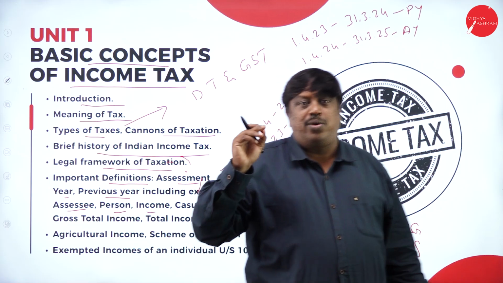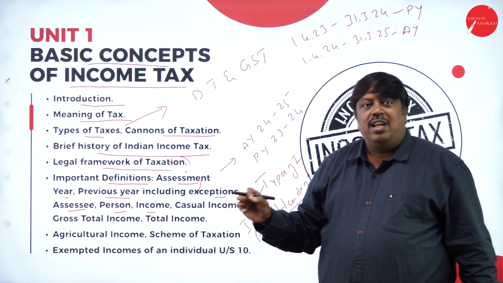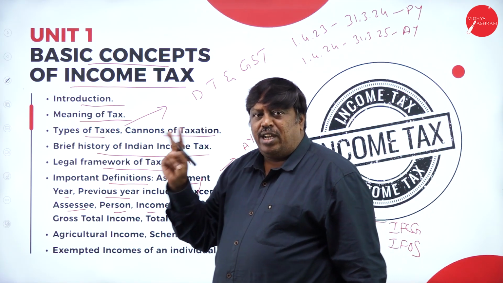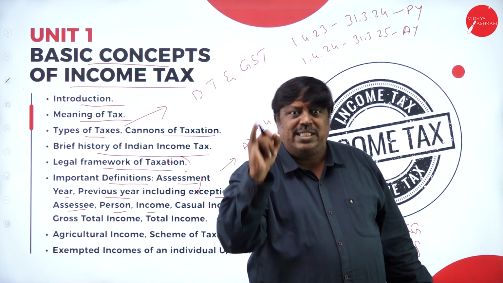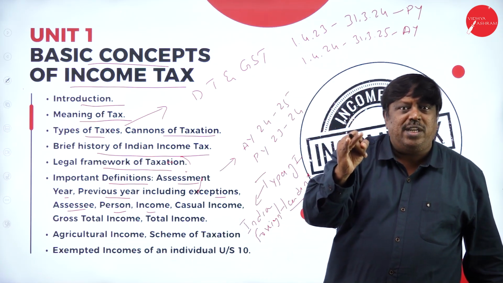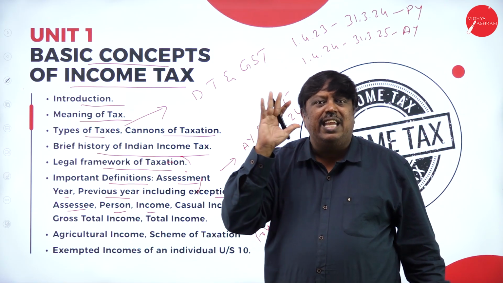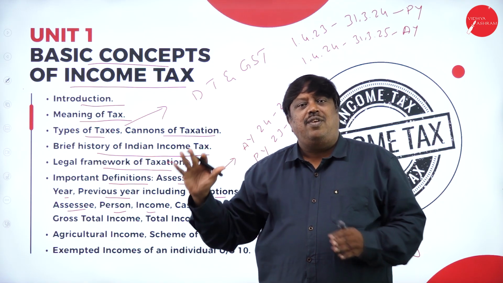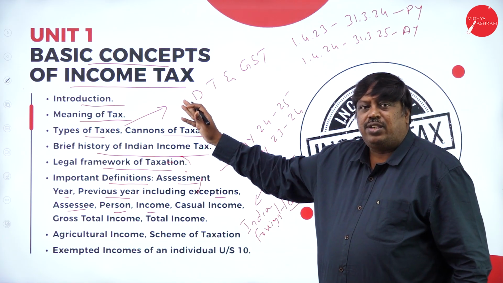If the question is in the form of heads of income, I have to write 5 heads. If they ask types of income, we have only 2, that is Indian income and foreign income. So analyze the question properly and then answer. Don't get confused here. Heads of income, we have 5: income from salary, income from house property, income from business or profession, income from capital gains, and income from other sources. Don't get confused with the question. We are going to discuss in-depth concepts in Unit 1.